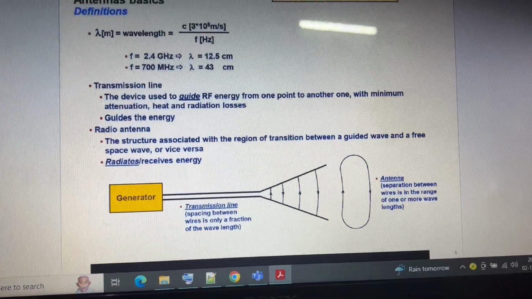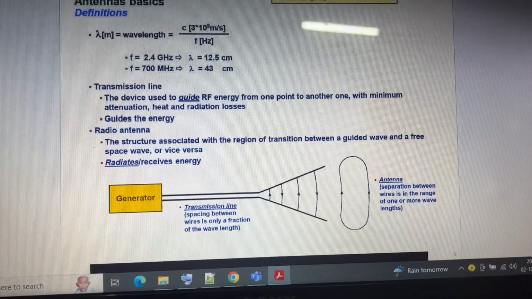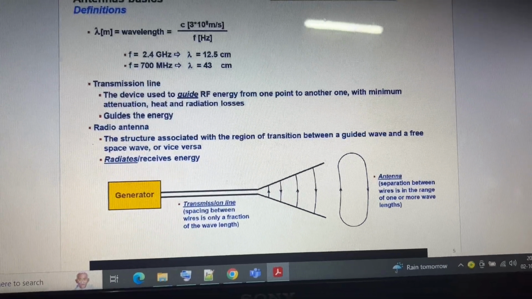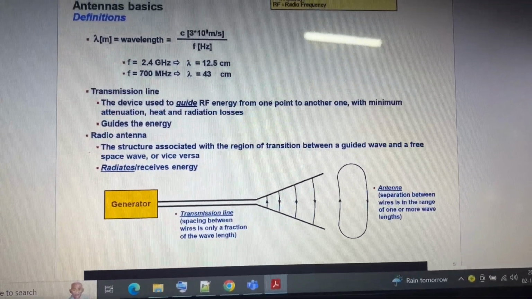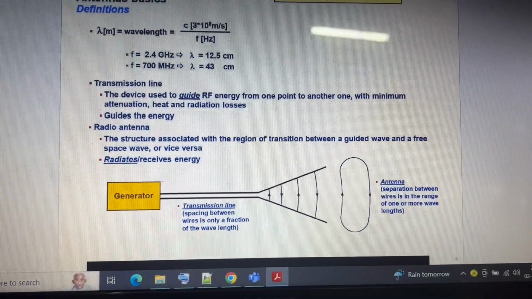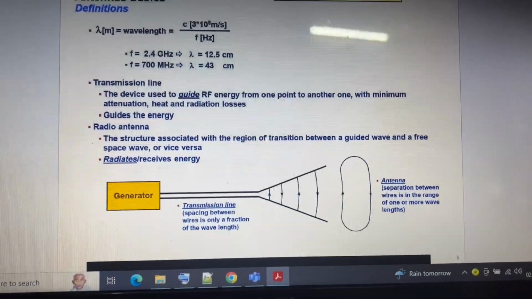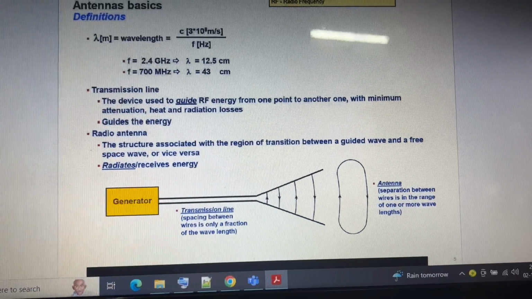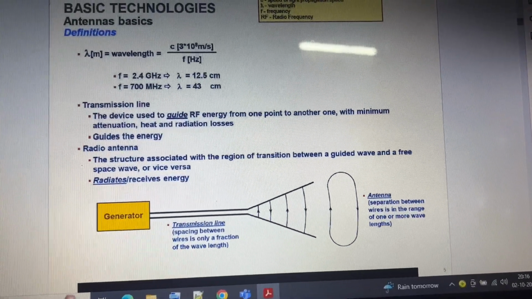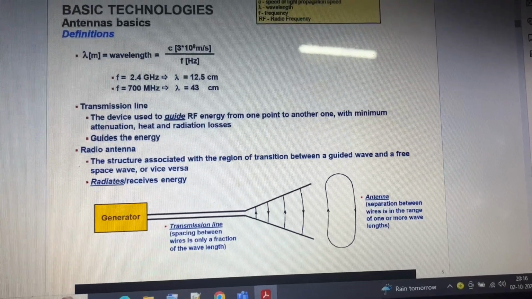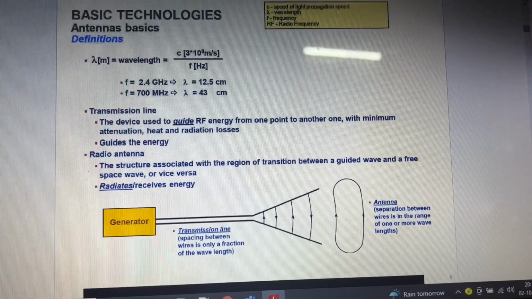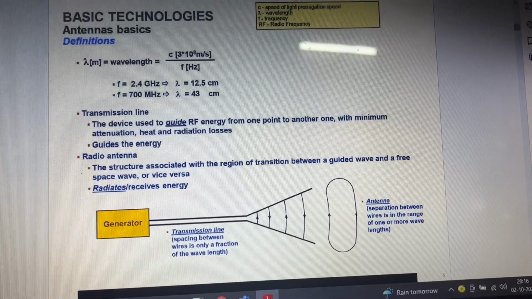So what do you mean by a radio antenna? A structure associated with the region of transition between a guided wave and a free space wave, or vice versa. It radiates energy. You see there is a transmission line and a generator. In a transmission line, the spacing between the wires is only a fraction of the wavelength. An antenna is where the separation between the wires is in the range of one or more wavelengths. So that distance is called the wavelength, and wavelength is calculated using C, the speed of light, divided by frequency.